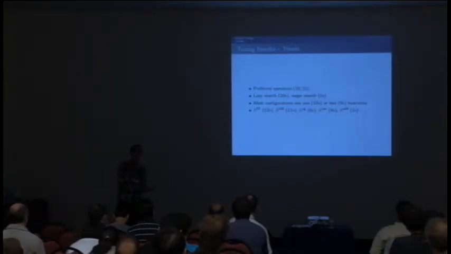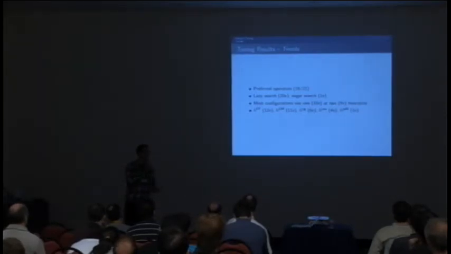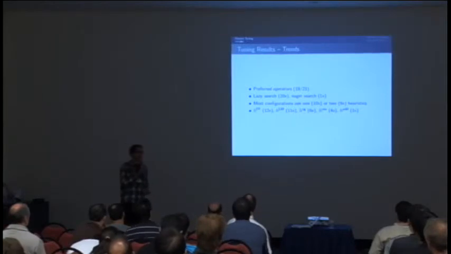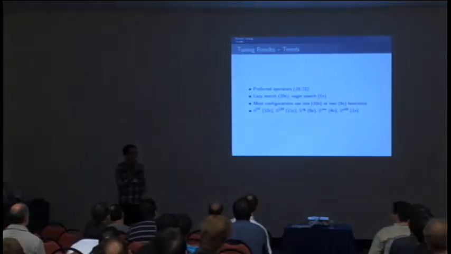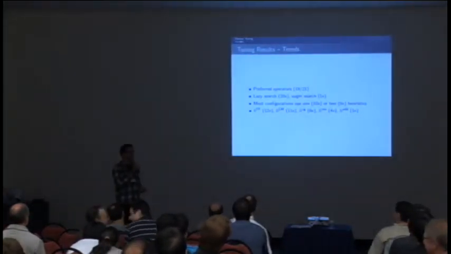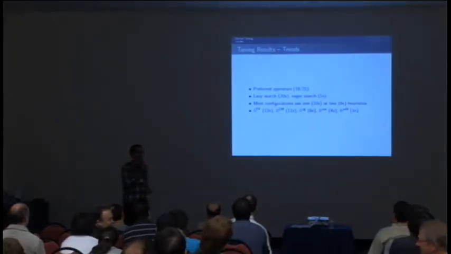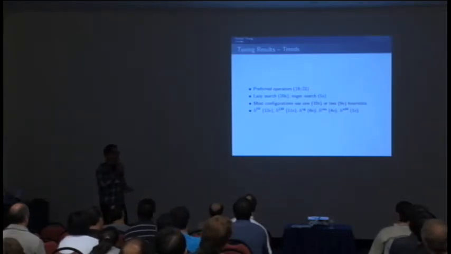The trends found during the tuning were as follows. Almost all of the planners use preferred operators. Lazy search is vastly preferred over eager search, and most configurations use either one or two heuristics. We found that the FF heuristic was used the most, 12 times. After that, the landmark heuristic, 11 times. Then the causal graph heuristic, the context-enhanced additive heuristic, and one time even the h-add heuristic was used.